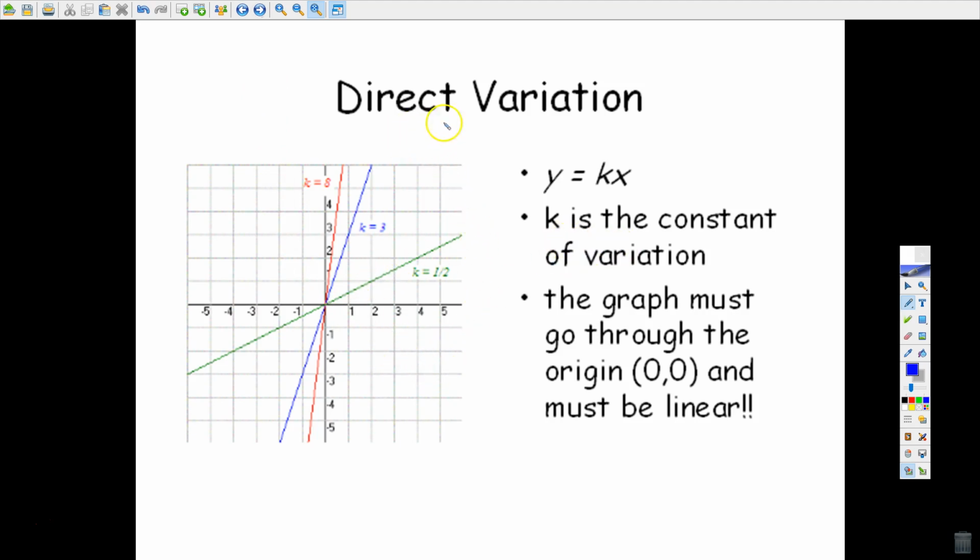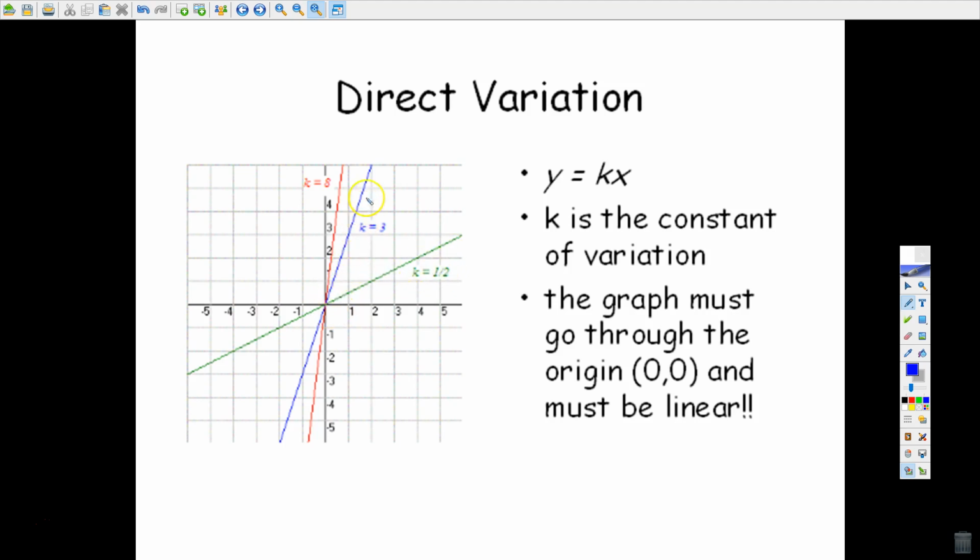But I did want you to look at what direct variation looks like when it's graphed. It's a linear function. So again, I've already mentioned that the y-intercept is always 0. So you can get an idea as the x quantity increases, that causes y to increase by whatever k is. In this green line, k is a half.